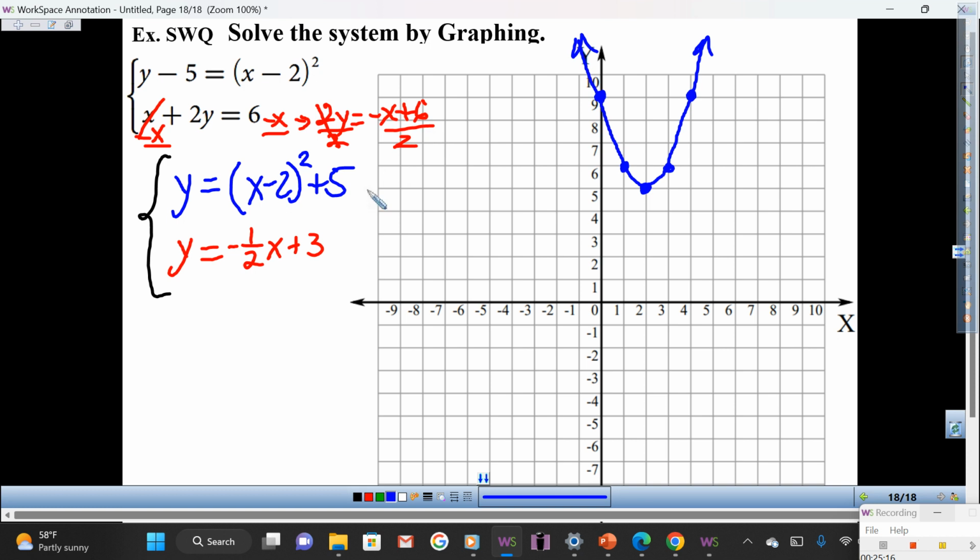Or in other words, if you look at this, our new vertex would be 2 and 5. You took the parent function and moved it to 2, 5. There it is. All right. Next, pass someone so they can help me graph the linear.